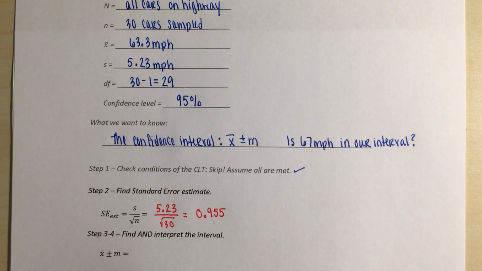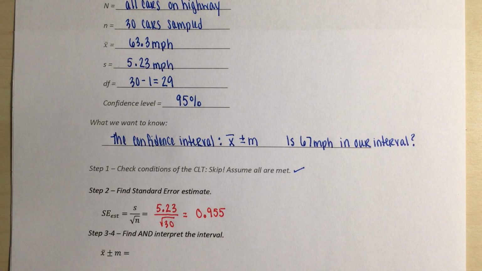When we're going through and using StatCrunch, which we're going to talk about in the next step, StatCrunch does give us additional information, so you do have the choice of letting StatCrunch calculate your standard error estimate for you if you want to, but since it's such a simple, quick, easy formula, it's not really necessary. All right, so now we're going to find and interpret our interval.